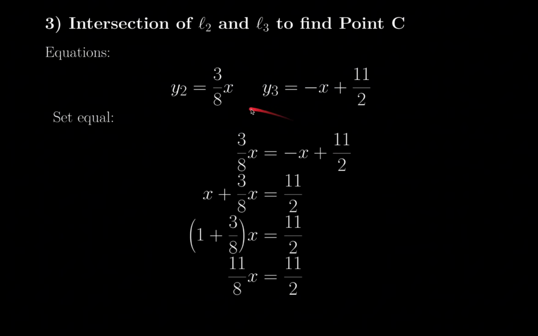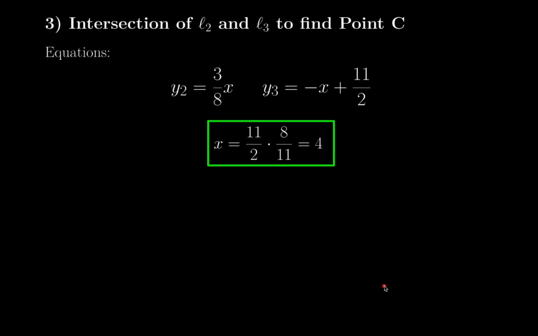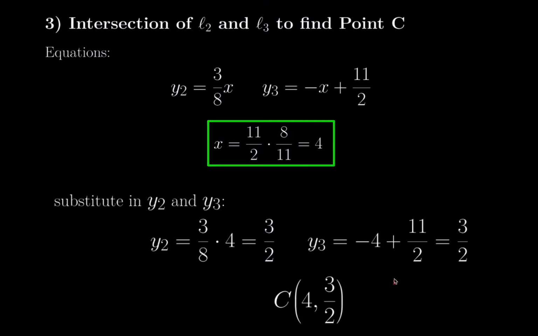Just as we did previously, since we know that y2 must equal y3 at that intersection point in order for their coordinates to be the same, we can set 3 over 8x equal to -x plus 11 over 2. Once we combine like terms, we see that x is equal to 11 over 2 times 8 over 11, which is equal to 8 over 2, which is equal to 4.